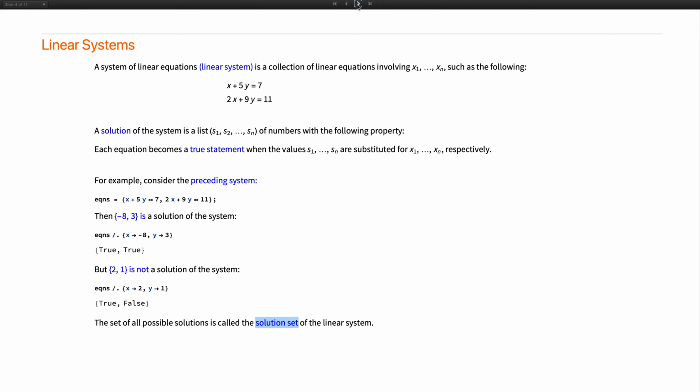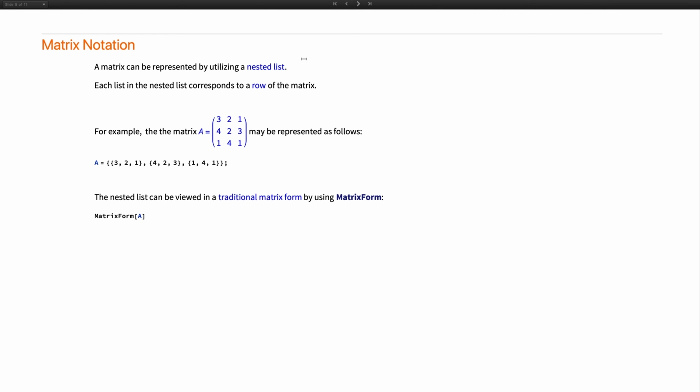Okay, on to talking about matrices and matrix notation. A matrix will be represented using a nested list in the Wolfram Language. Each list in this list is actually a row of the matrix. For example, here is a matrix. It has 3 rows and 3 columns. So we have a list of lists. The first list, the first row, is just 3, 2, 1. Then you have 4, 2, 3, and then 1, 4, 1.